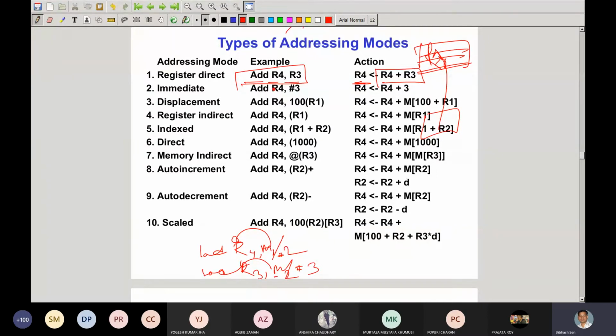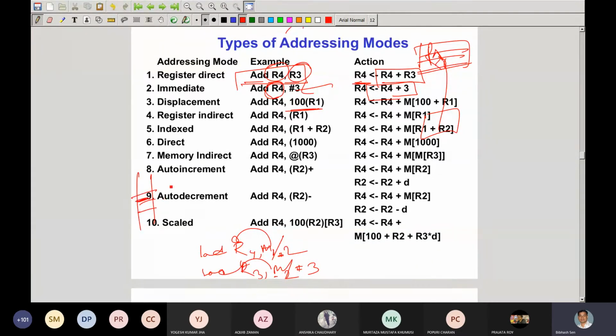Sometimes immediate mode, that means no loading is required. Only one value, whatever is loaded in R4, that 3 will be directly added to the content of R4 and R4 will be updated. That means the data is updated. And now displacement, that means you have to go to some memory location.